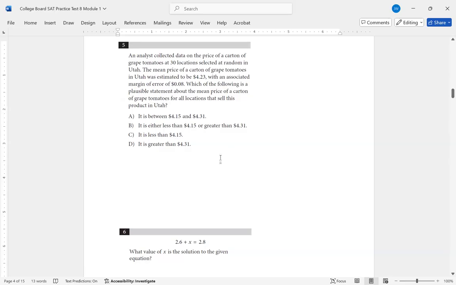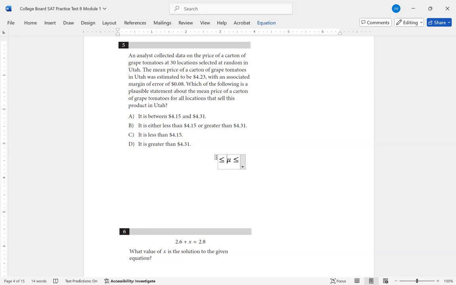So basically what we're going to do is that the sample average was $4.23. And that means that the average for the population should be pretty close to that.